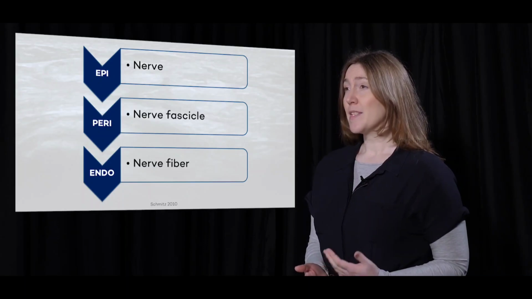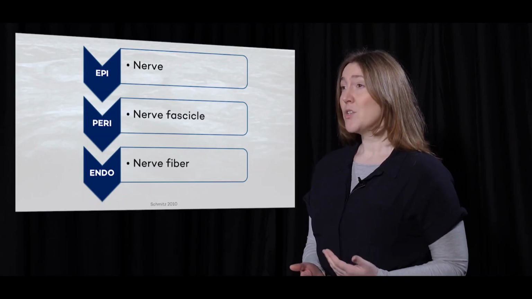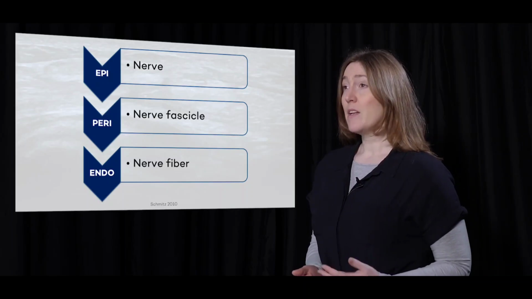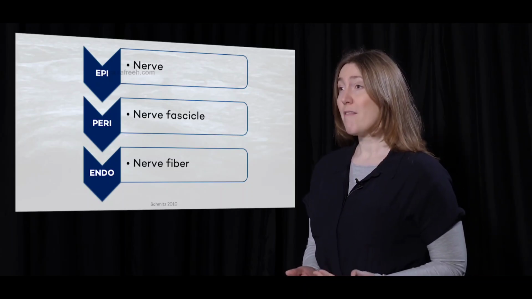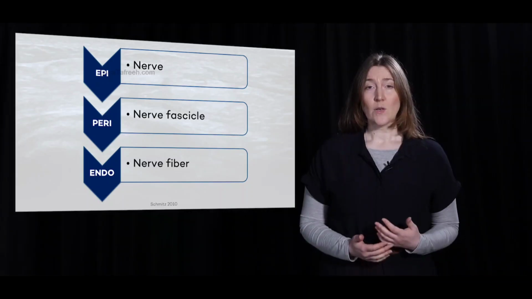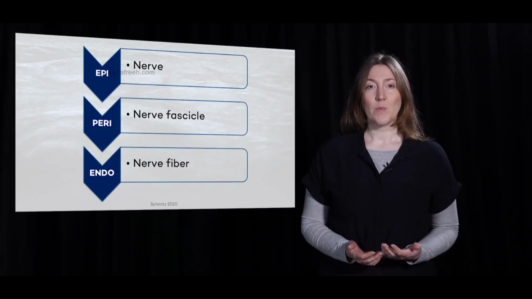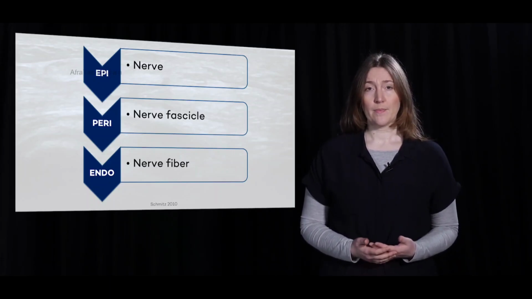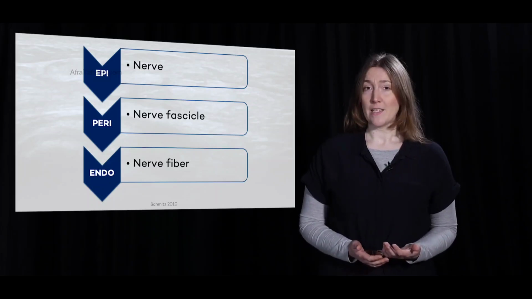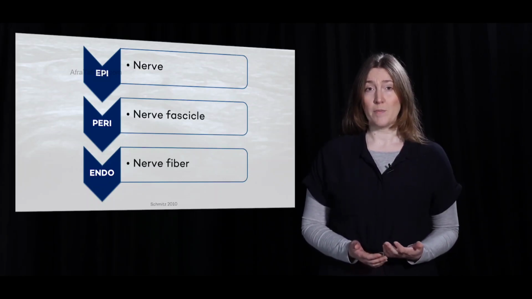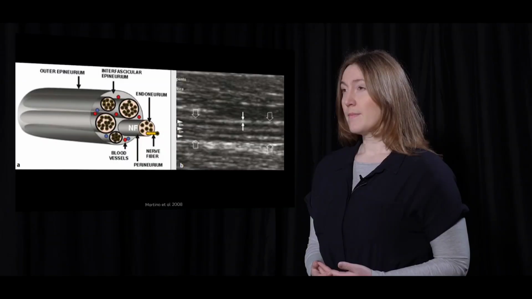This nerve fibre is surrounded by a fascia, the endoneurium. Multiple nerve fibres together make a nerve fascicle, which is covered with perineurium. And all nerve fascicles together create the whole nerve, which is surrounded with epineurium. Knowing this nerve anatomy and being able to recognise the different parts is important for nerve pathology recognition.